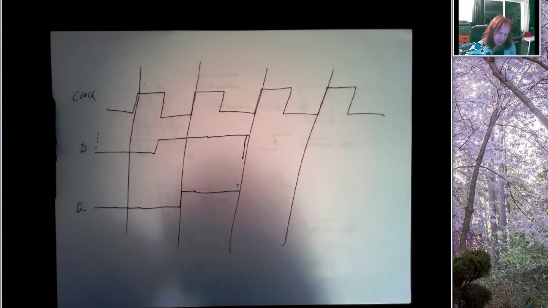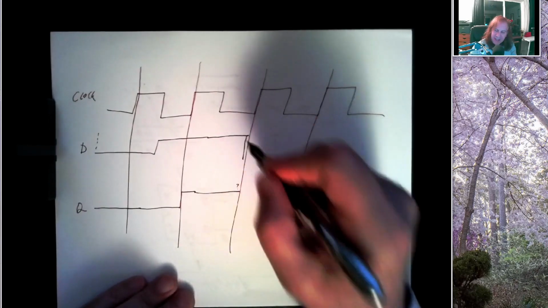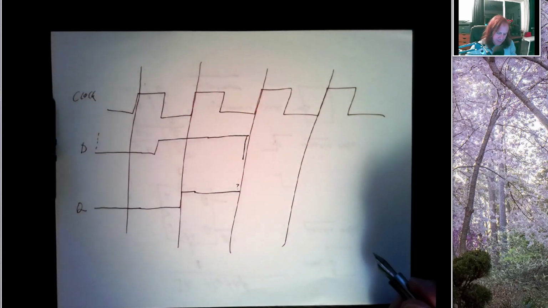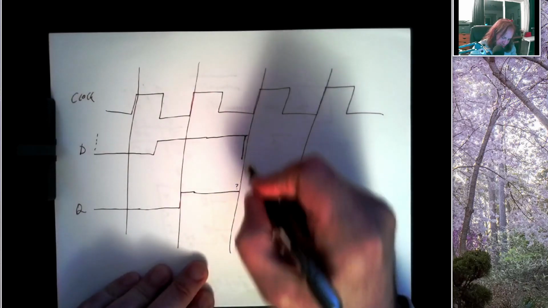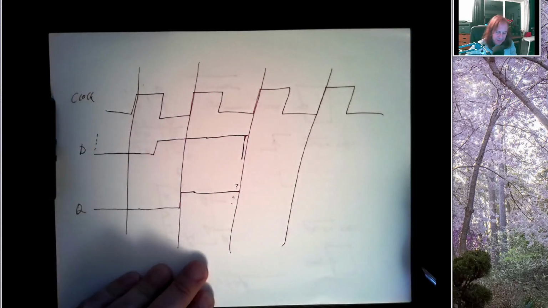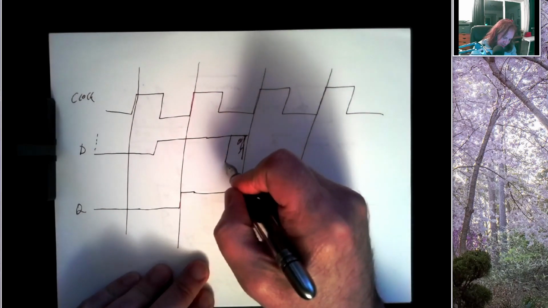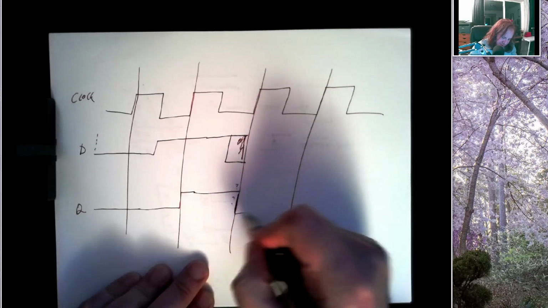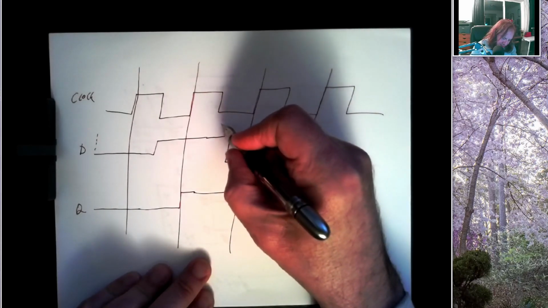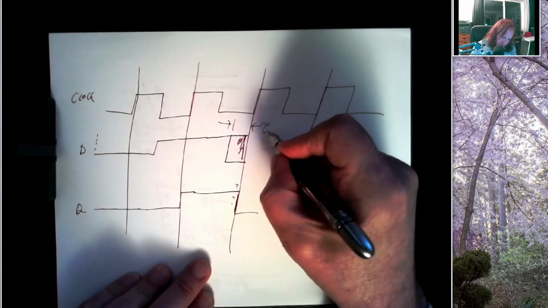There's this thing called a setup time. And what the setup time means is before the clock ticks, we have to have D unchanging. So if D changes too close to the clock tick, we get unpredictable behavior. So if we want D to drop, it has to drop a certain amount of time before the clock tick in order for this device to work. And this amount of time, this is called the setup time.